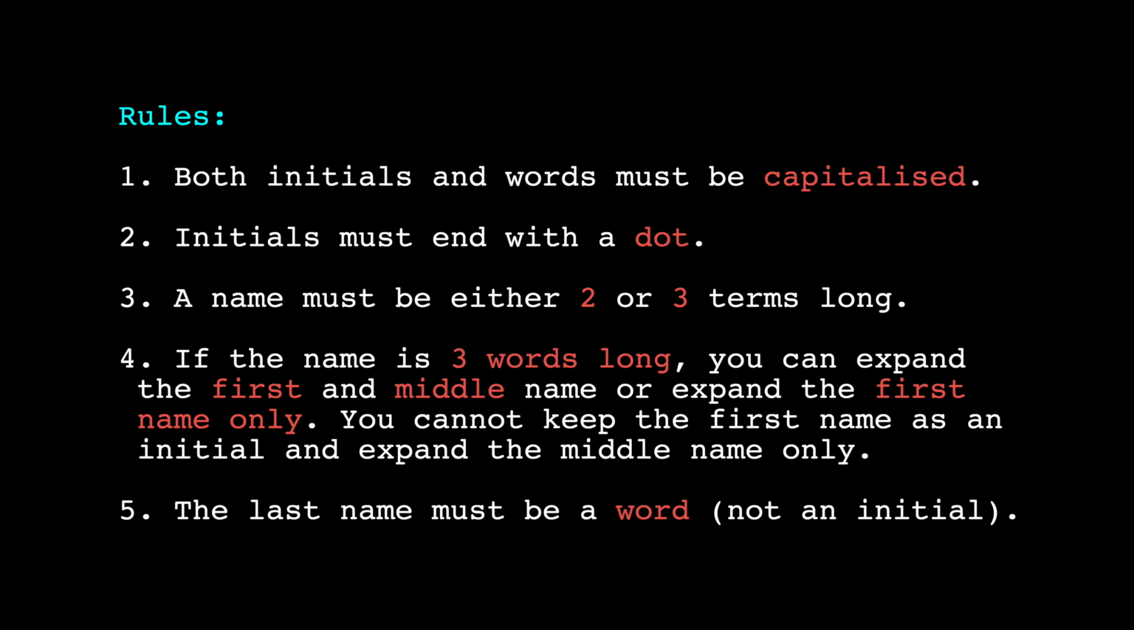Rules. Both initials and words must be capitalized. Initials must end with a dot. A name must be either 2 or 3 terms long. If the name is 3 words long, you can expand the first and middle name or expand the first name only. You cannot keep the first name as an initial and expand the middle name only. The last name must be a word, not an initial.